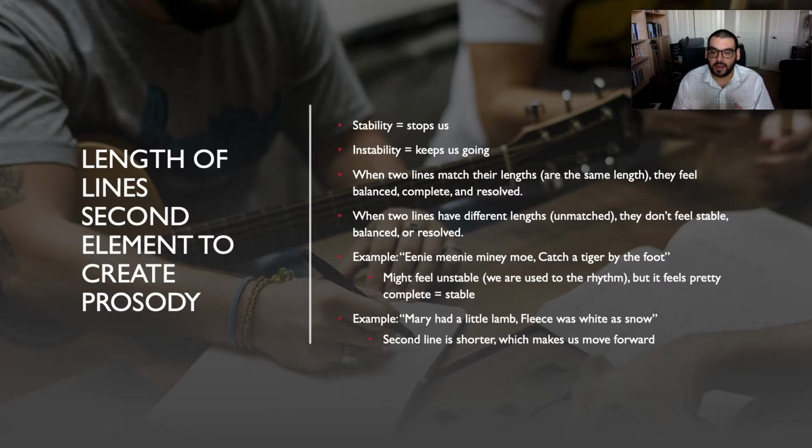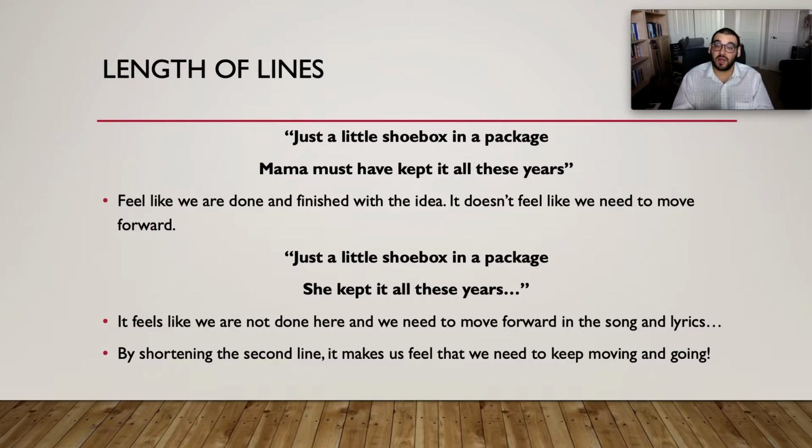Mary had a little lamb, fleece was white as snow, something, something, something. We want it to finish. It feels like it should move forward. Sure, there's 2 lines, an even number of lines, some form of stability, but because those lines don't match up in length and syllables, there's instability. There's an unease or an unfinish of those lines. So length of lines is really important.